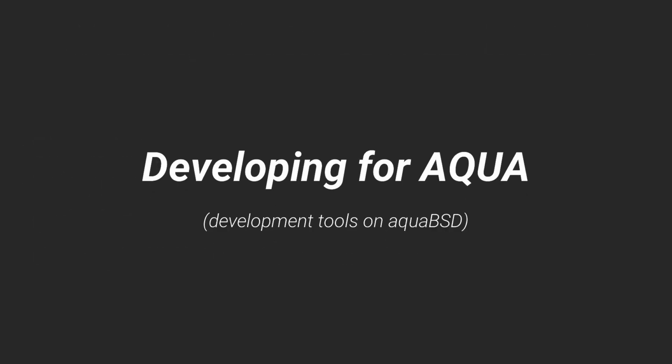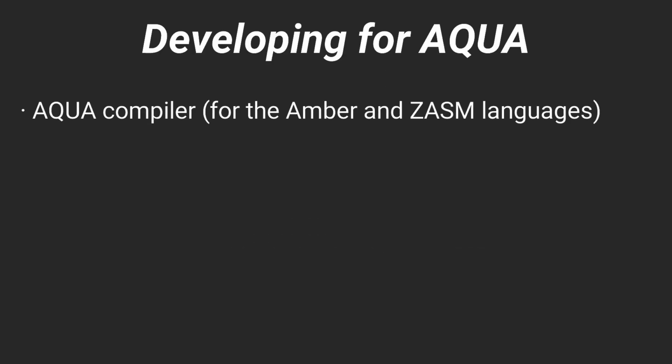As previously stated, AQUA-BSD comes pre-installed with all the tools necessary to develop applications for AQUA. These include the AQUA compiler, which comes with the Amber and ZASM programming languages by default. The compiler outputs a ZPK file, which is an archive file that contains the necessary assets, metadata, and Z executable file of the application.